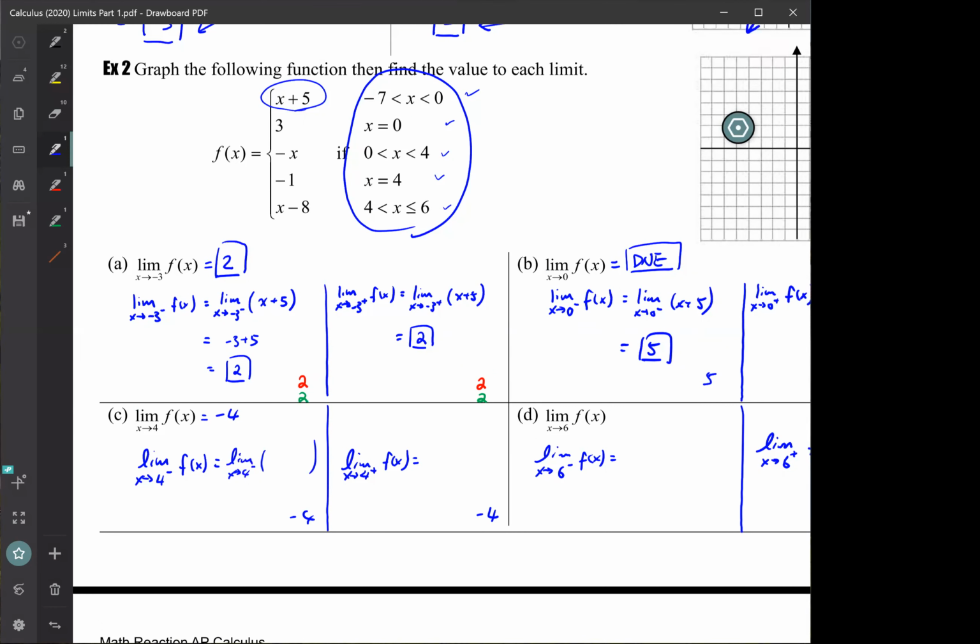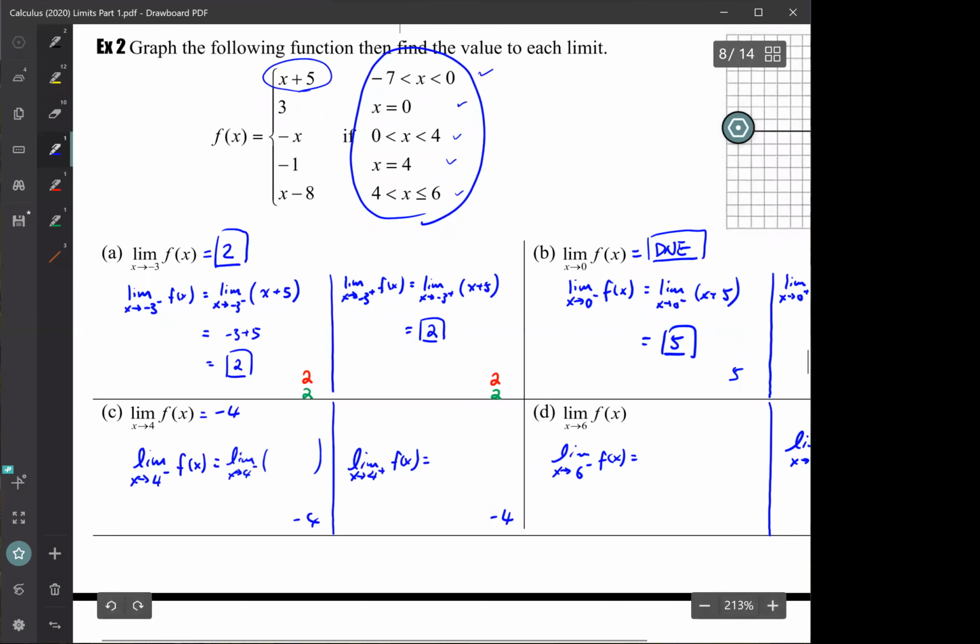-4.1. A little smaller than 4. What's the number smaller than 4? A little bit smaller. 3.9. Yeah, so which piece does it belong to? The first piece, second piece, third piece, fourth piece, fifth piece. Third one, right?